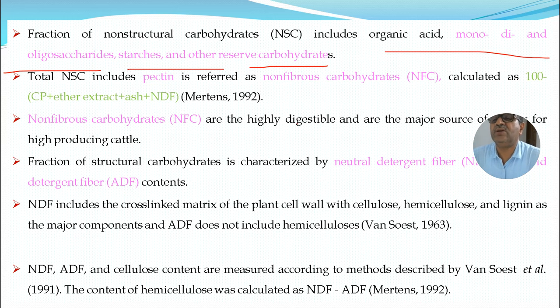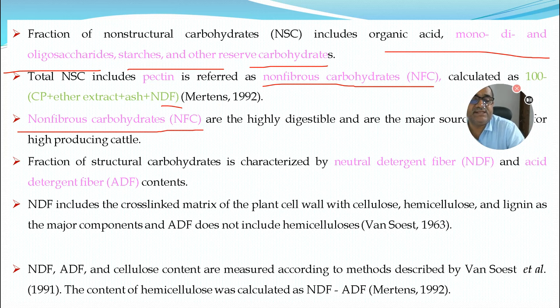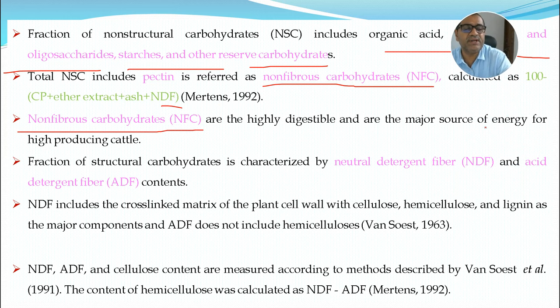So the non-structural carbohydrates include the pectin. It is referred to as non-fibrous carbohydrate and calculated as 100 minus crude protein plus ether extract plus ash plus NDF. Non-fibrous carbohydrates are highly digestible and are the major source of energy for high producing cattle.